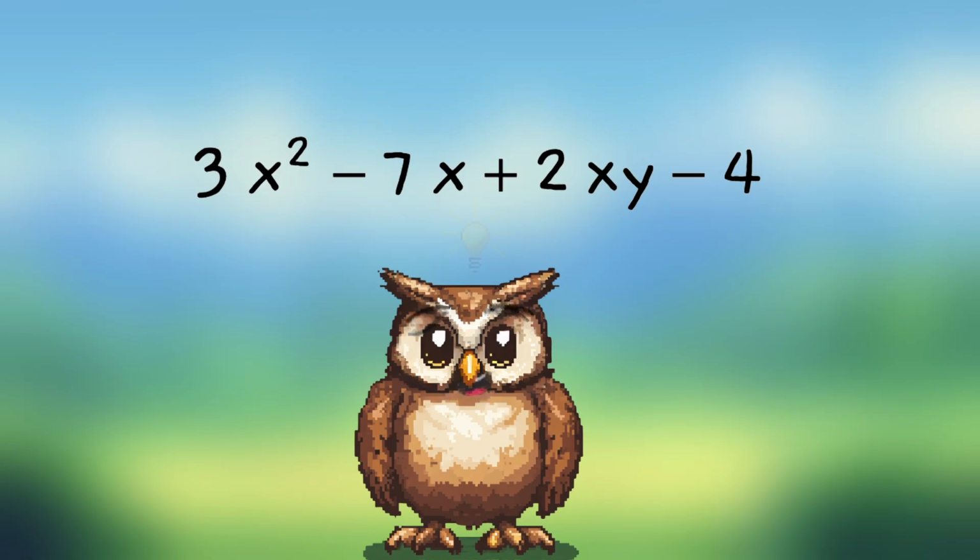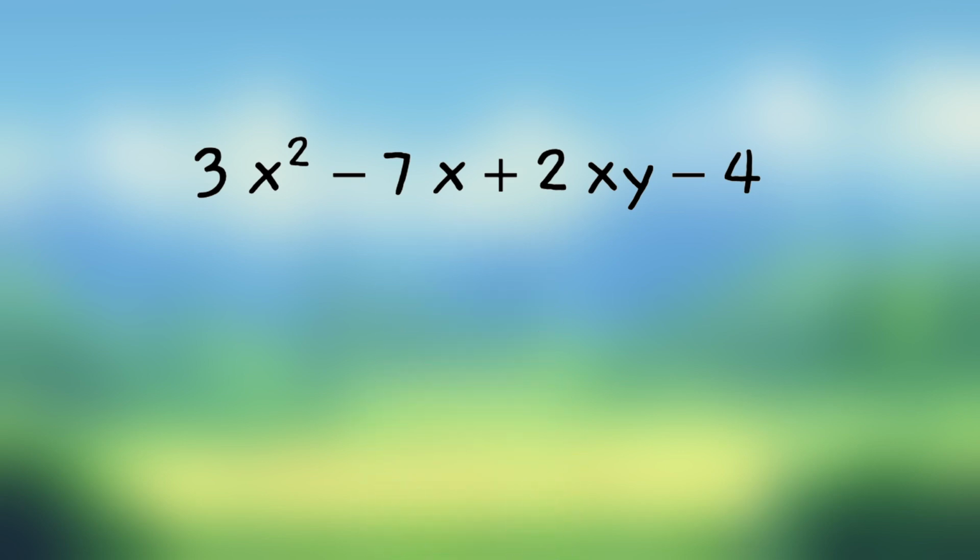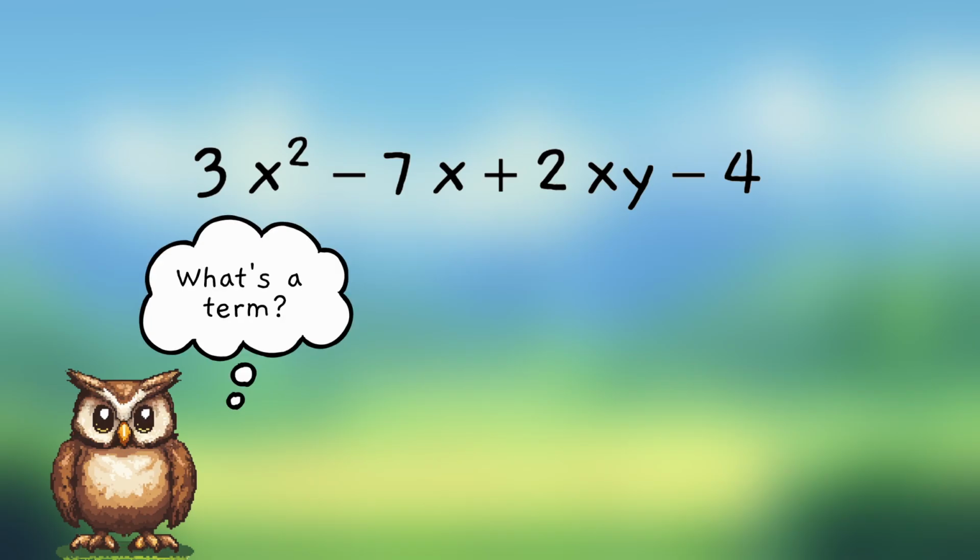like this. In this algebraic expression, there are four terms: 3x squared, negative 7x, 2xy, and negative 4. Have you ever wondered what a term is? Well, today is your lucky day. We're going to talk all about terms, like terms, and see why these are all pretty important.